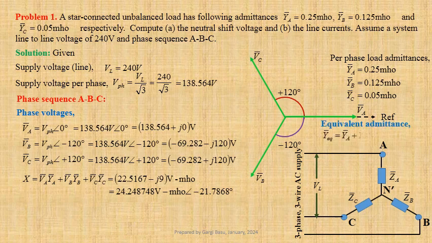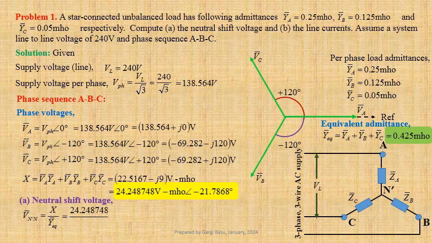YEQ equals YA plus YB plus YC. Using values we get 0.425 mho. Now we shall calculate neutral shift voltage. VN'N equals X divided by YEQ. Using values we get 24.248748 at an angle minus 21.7868 degree divided by 0.425. That gives us 57.0559 volt at an angle minus 21.7868 degree.